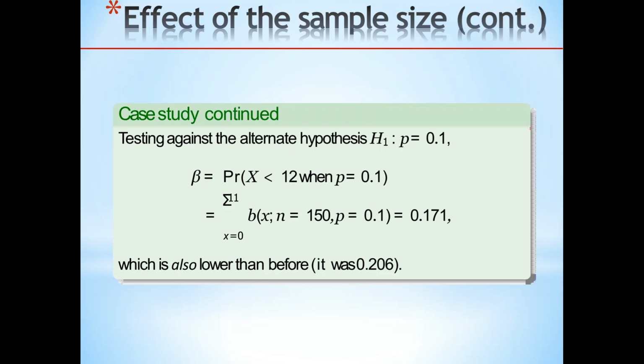Now if we calculate for the alternative hypothesis H1, the value of beta becomes the probability that x is less than 12 when p equals 0.1. By calculating it, we get the value of beta equals 0.171, which is also lower than the previous one, which is 0.206.